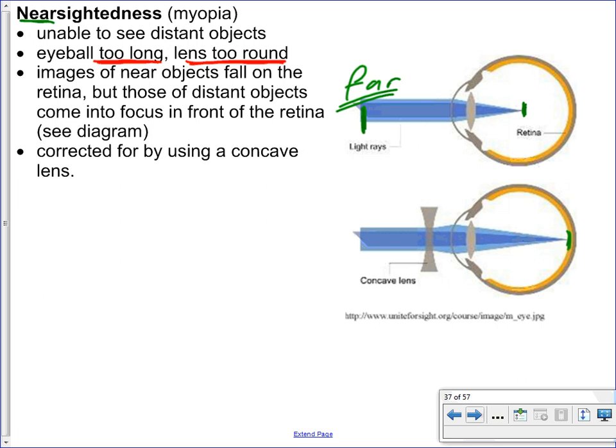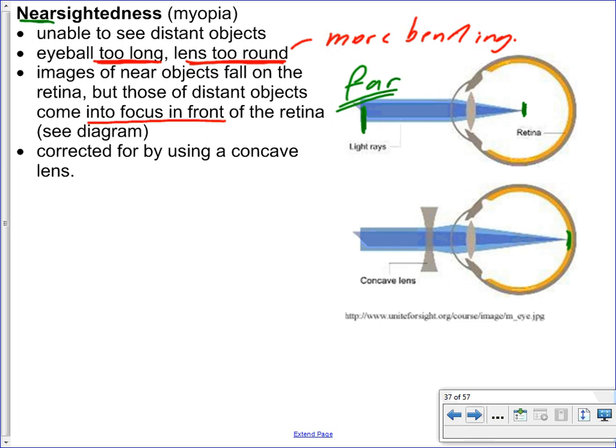Again, if it's too round, then what we have is more bending or more refraction of the light. And in this case, it's actually bending it too much if the lens is too round. So what happens? Well, the images of near objects, they do fall on the retina. All of that is okay, but those of distant objects, it's as if they come into focus in front of the retina, and by the time they do reach the retina, they would then be out of focus.